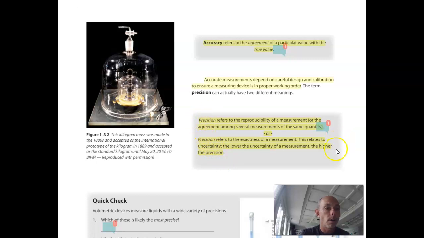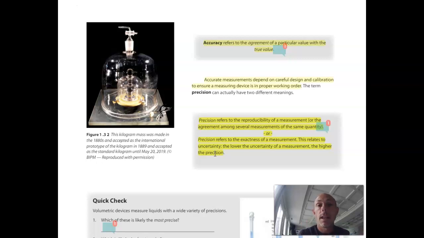We see down here, there are two definitions for precision. The second one being the definition that we will use more. The first one says that precision refers to how reproducible a measurement is, how close together several measurements come to each other.